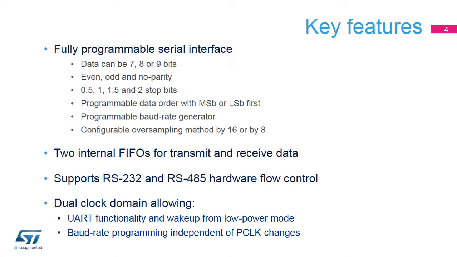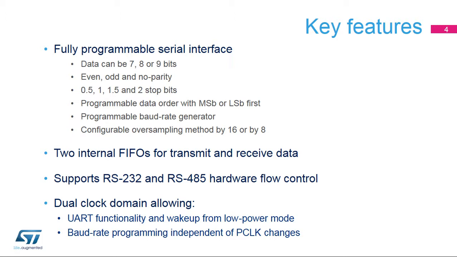The maximum baud rate that can be achieved is 21.25 megabaud when the clock source is at 170 MHz and oversampling by 8 is configured. With other clock sources and or higher oversampling ratio, the maximum speed is limited.